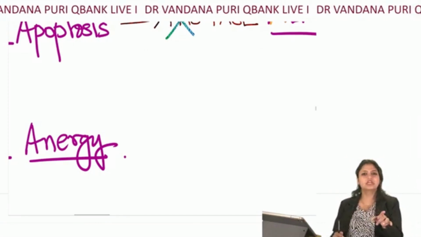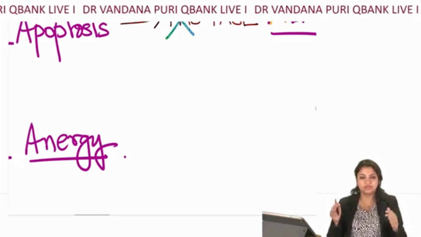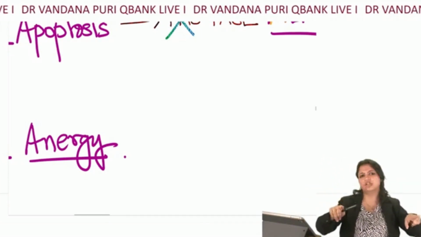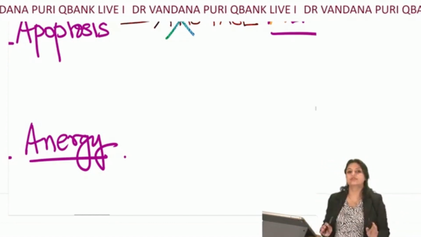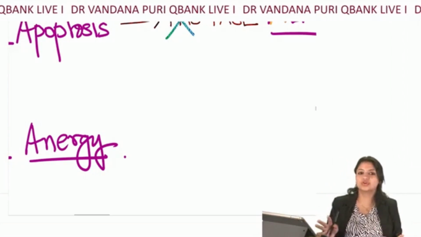So anergy, you already know: when you don't receive the second signal, the T cells go for anergy. For T cell activation, we require two signals, first signal and second signal. I'm not going to tell you this in detail. I have already explained this in detail in my video on immunodeficiency disorders. So just in short, I'll tell you.